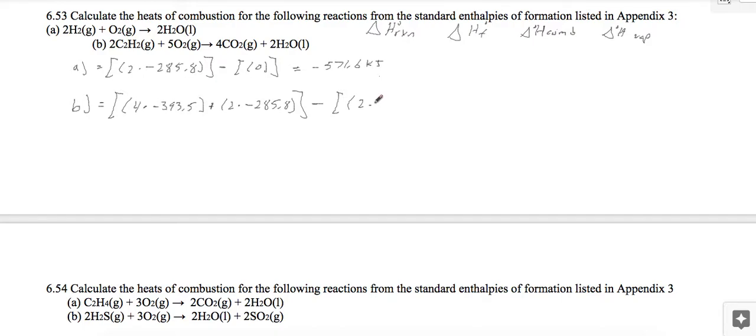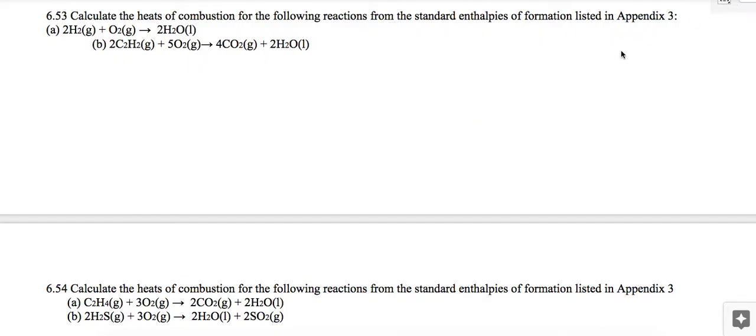2 times 226.6 plus, oh, I guess we can show this, 5 times 0. So we have 5 times 0 for oxygen. And that gets us 2,600. And I'm assuming that's a negative number. I don't have it listed on there. All right, so that's how you do these kind of problems. Products minus reactants, super easy.